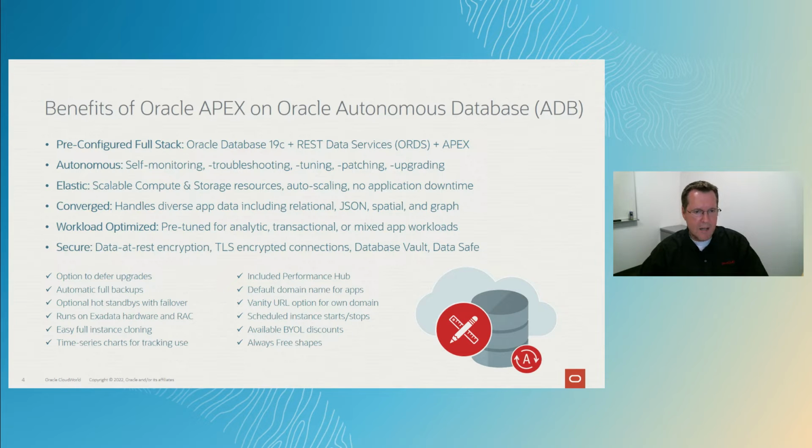Autonomous. This is an autonomous offering. So what do we mean by that? Well, it's self-monitoring, self-troubleshooting, self-tuning. These are all things that Oracle takes care of for you that your application developers don't have to worry about. We do all that. We also take care of routine, regular patching and periodic major upgrades. And we'll elaborate on that in a little bit as well. So we take care of those things because it's an autonomous offering and you don't have to worry too much about those and can focus on your application development.